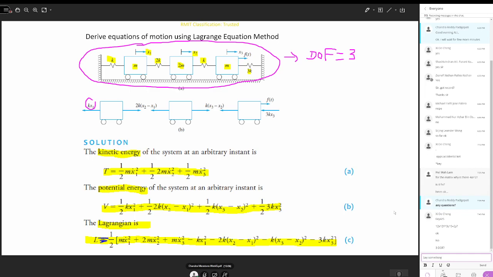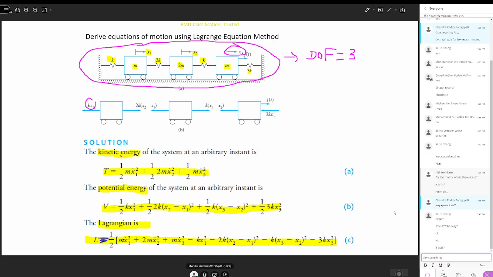So the displacements of these masses are x1, x2, x3 as shown. Here the spring force will be 3k into the displacement x3. So this is the free body diagram. This only helps us to find the energies easily.